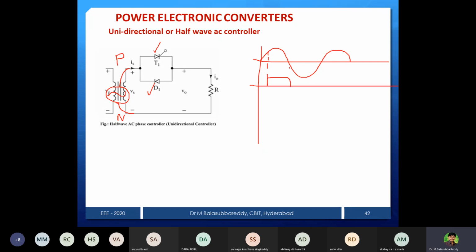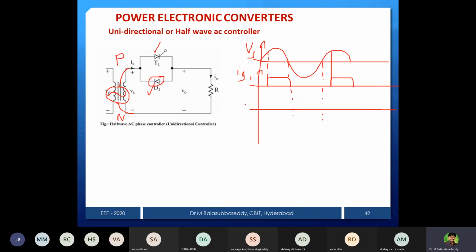Let this be the pulse. You can give a spike pulse like that, and the same cycle repeats. Here also a firing pulse is required. This is the pulse for IG1, the thyristor gate signal. This is the supply; these are drawn only for understanding. For the diode I don't give a firing pulse, so it is not required.